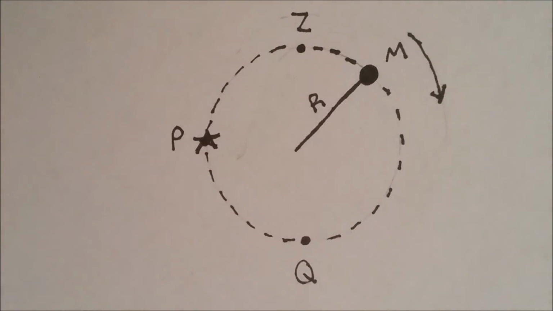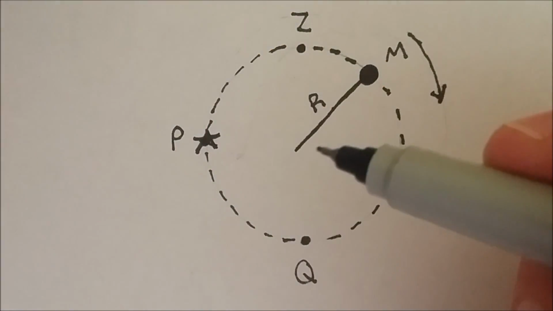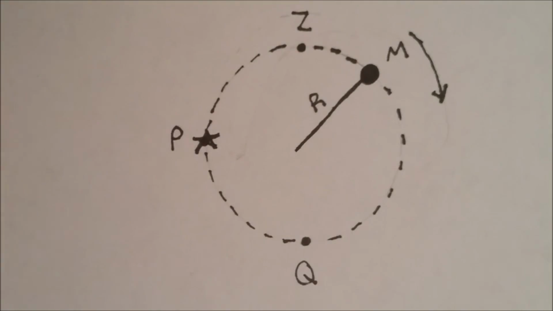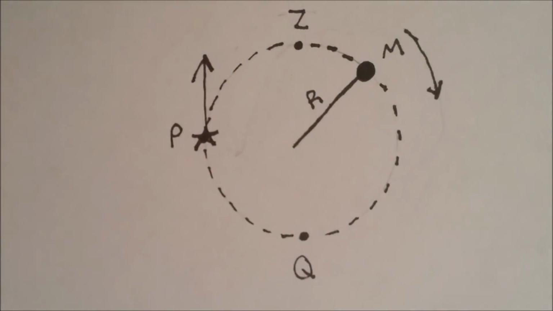Part D says suppose the string breaks at the instant the ball is at point P. Describe the motion of the ball immediately after the string breaks. So it will travel straight up, like this, because there will no longer be a centripetal force acting on the ball, and it will want to travel in a straight line, as objects in motion naturally want to do according to Newton's laws of motion.